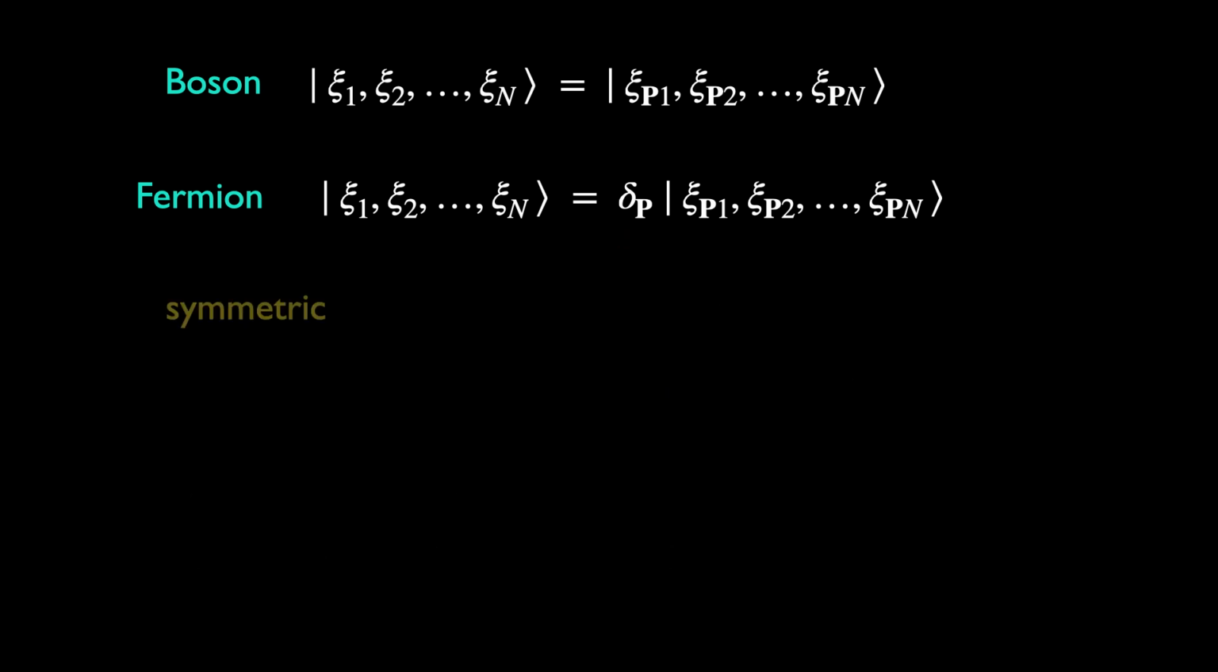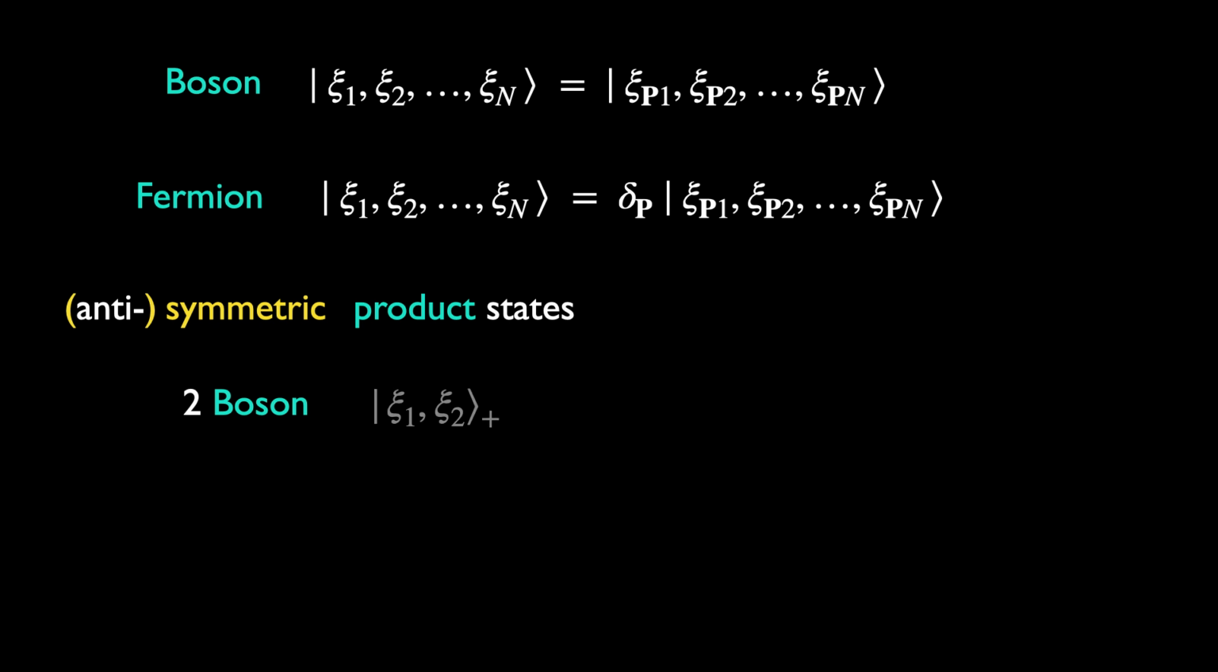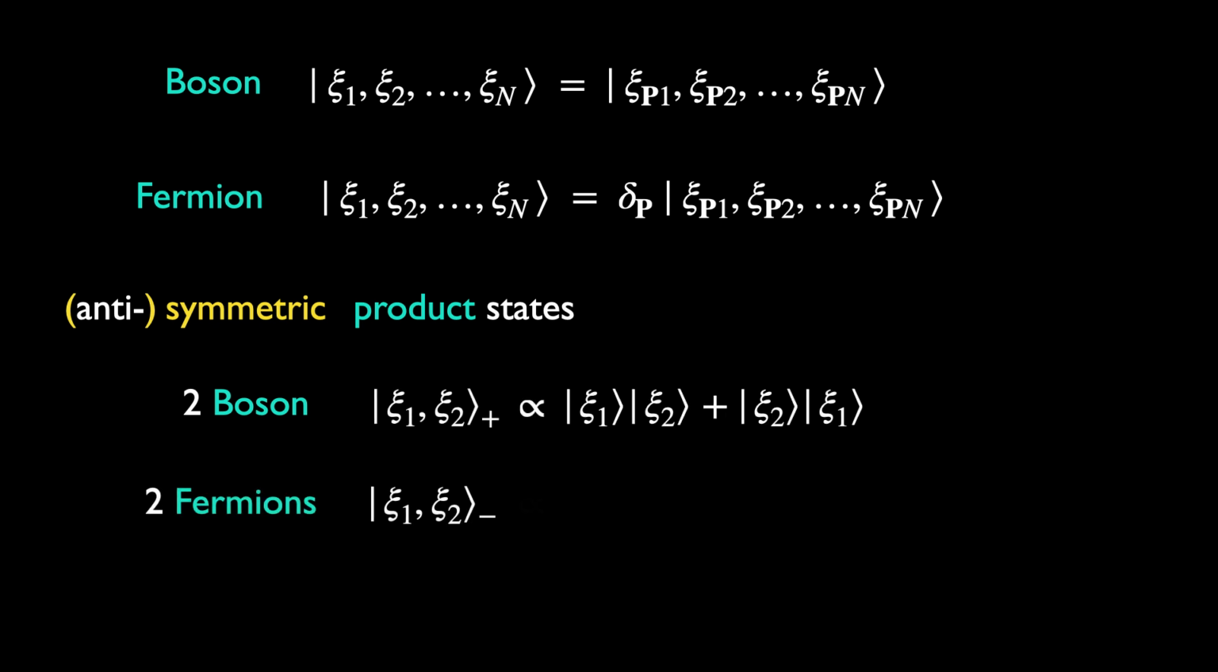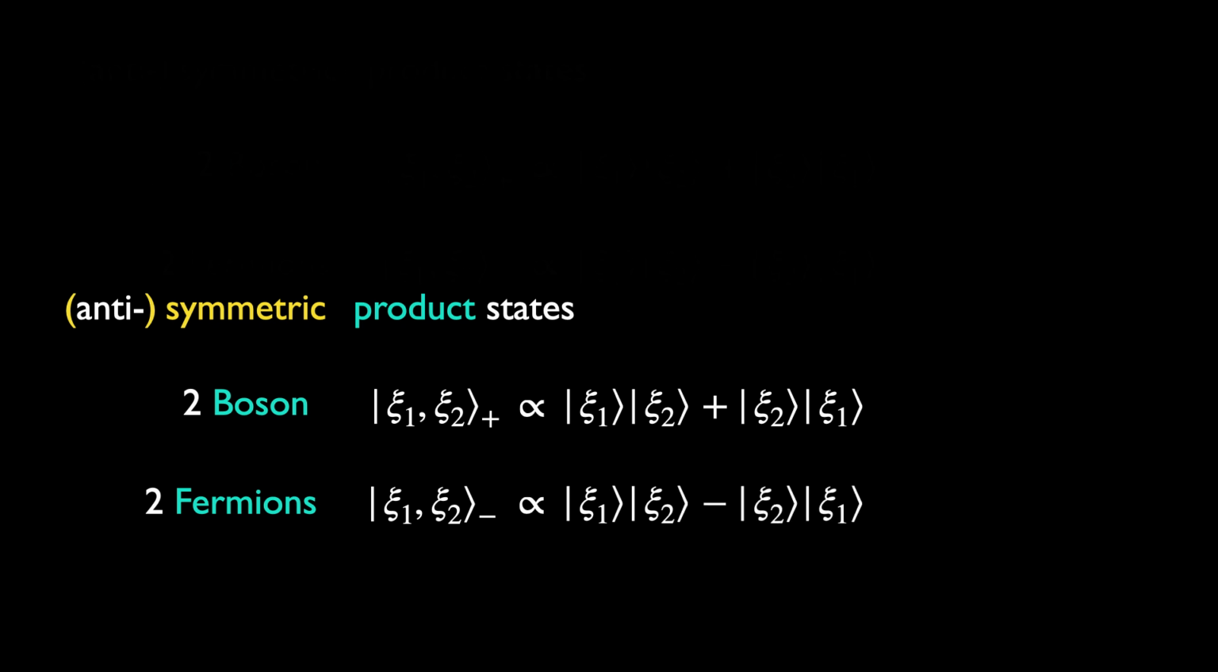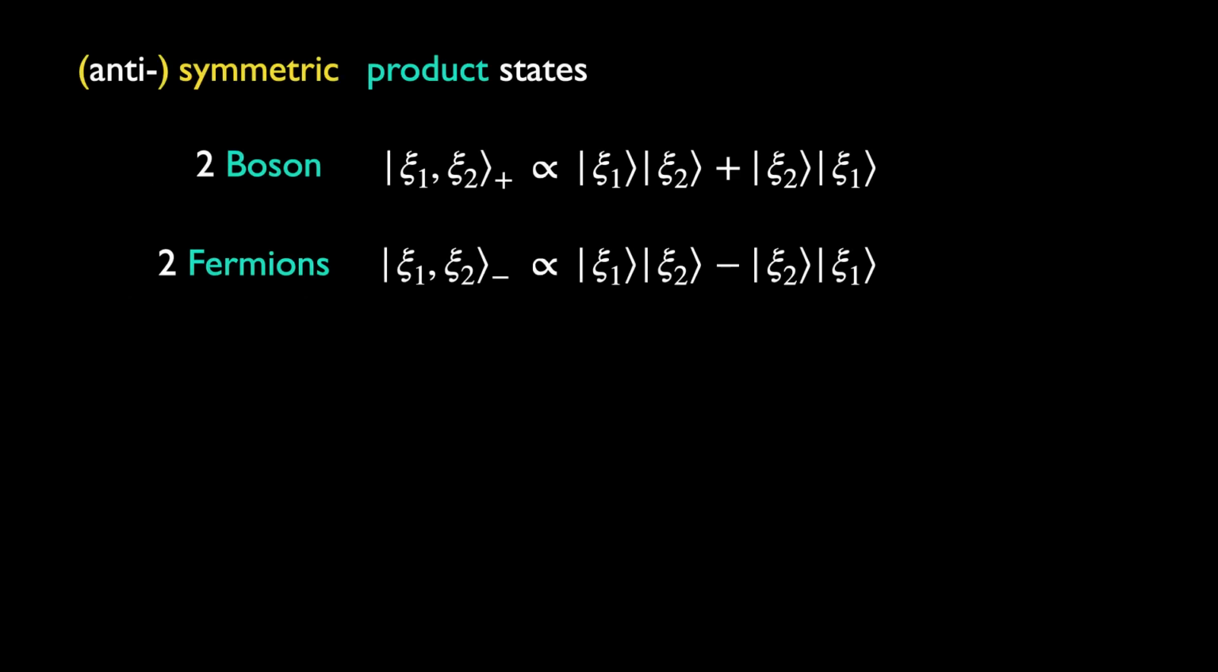Let's see how we can construct these symmetric or antisymmetric states from the tensor products of single particle states. For two particles, this is straightforward. We shall ignore the normalizations of these multi-particle states for now, but note that all the single particle states themselves are normalized, and that they form an orthonormal basis.